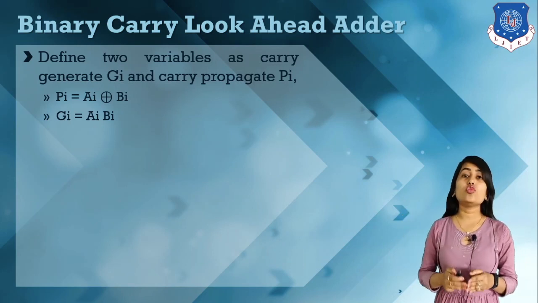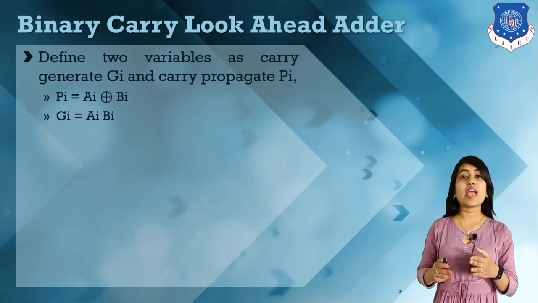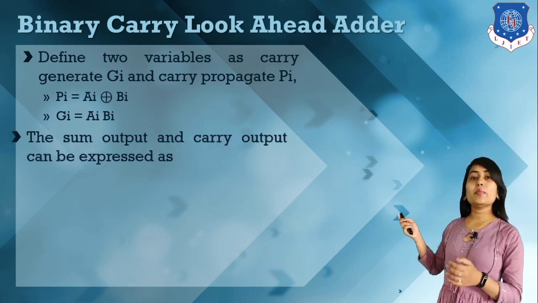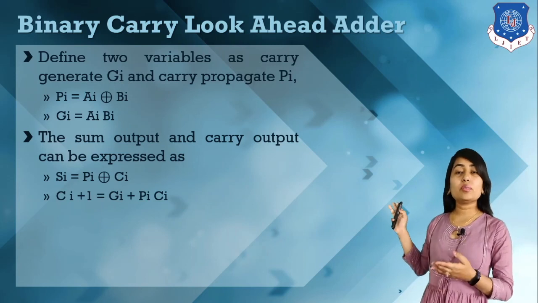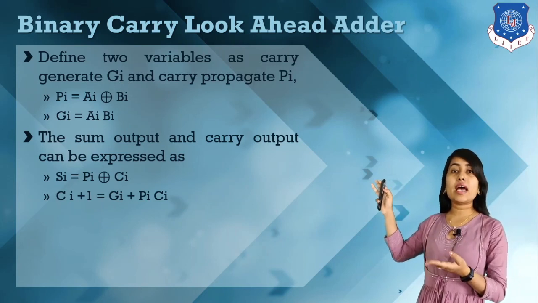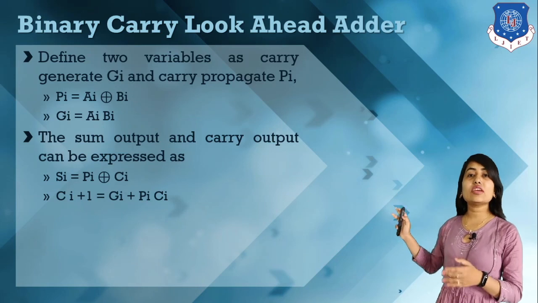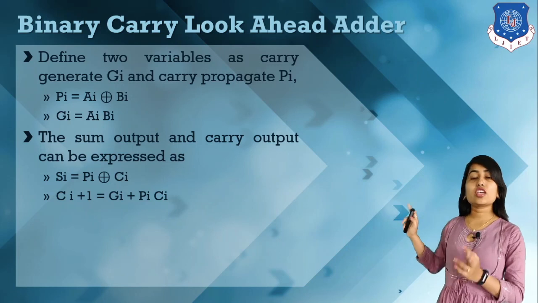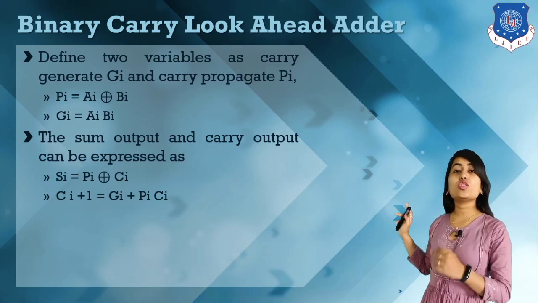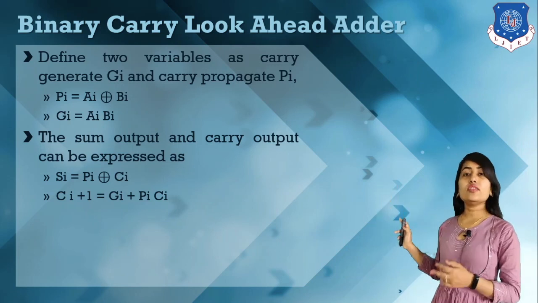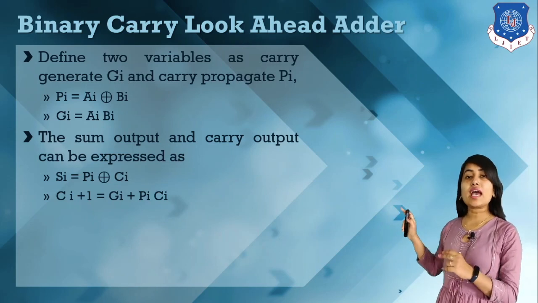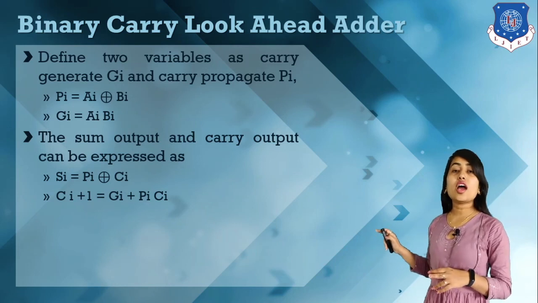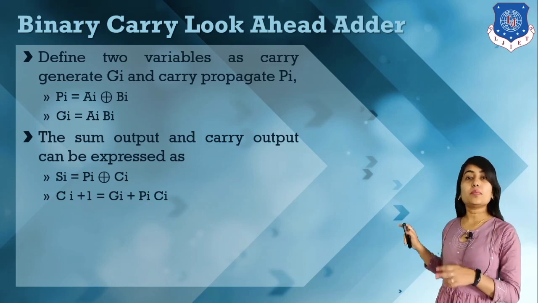Now we can represent our sum bits S0, S1, S2 in terms of these bits. The sum bit and carry bits can be represented in terms of Pi and Gi. Si is equal to Pi XOR ci, because sum bit is equal to a XOR b XOR c, and a XOR b is given by Pi. So we have Si equals Pi XOR ci, and for the carry out we have Gi plus Pi into ci.